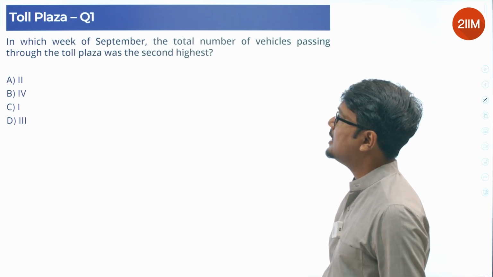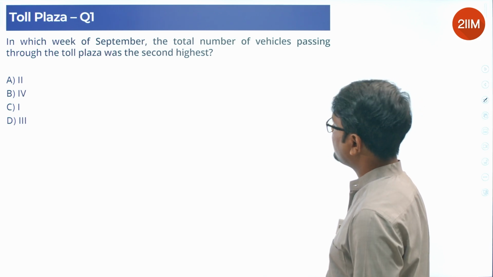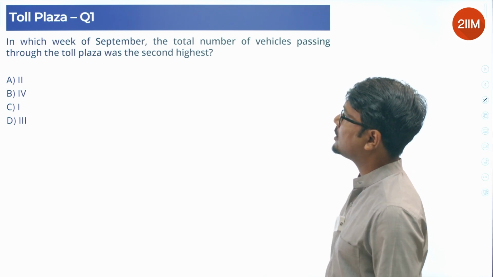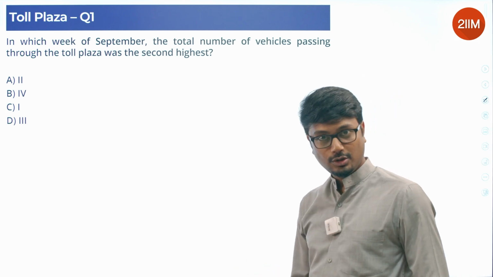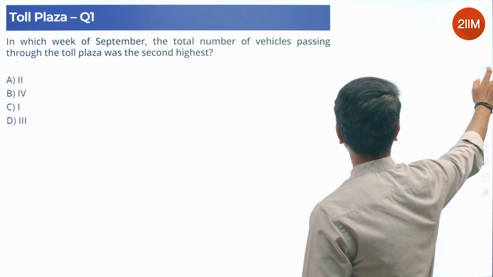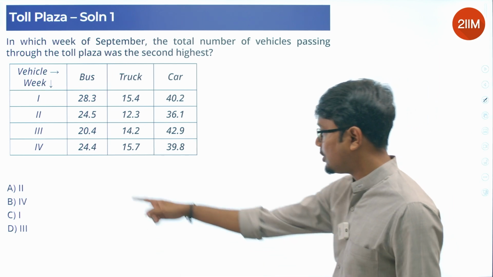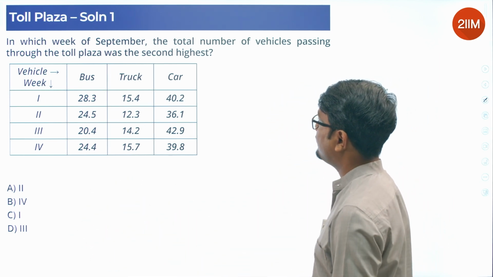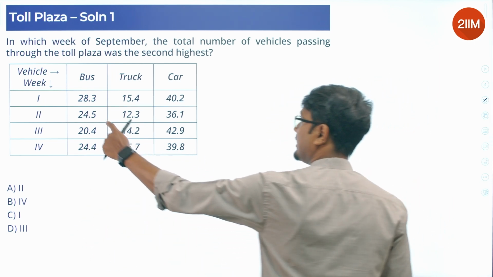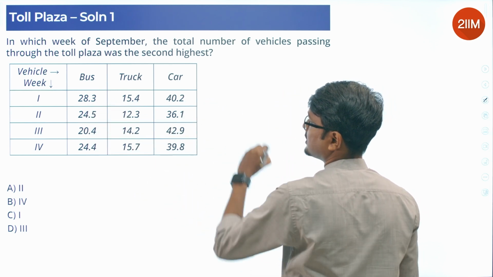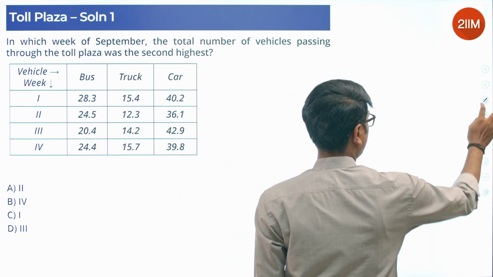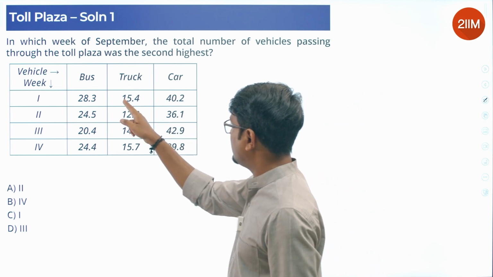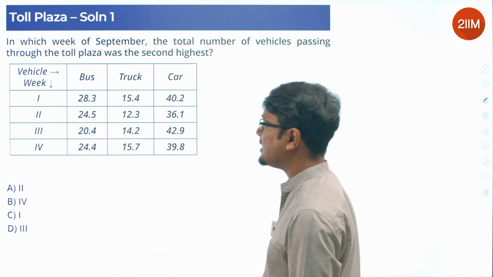The first question says, in which week of September was the total number of vehicles passing through the toll plaza the second highest? We have to find all the totals and then find the second highest. So we got the options here, all 4 weeks. We need to find the entire value here. What is this? 28, 40, 55, 65, 75 and 83.